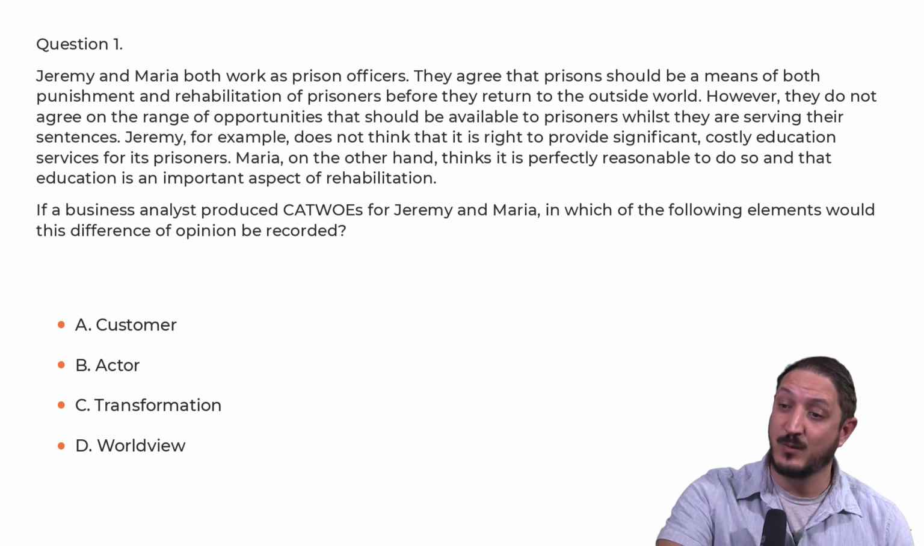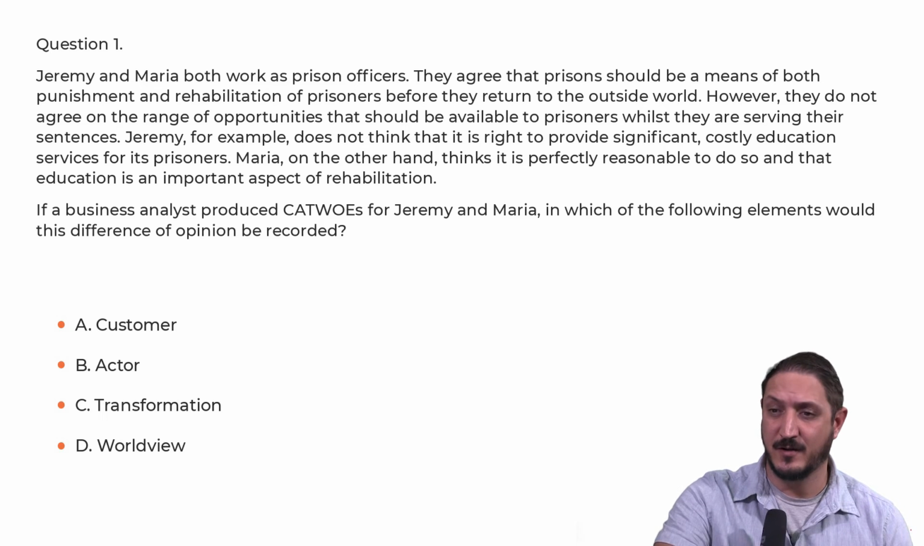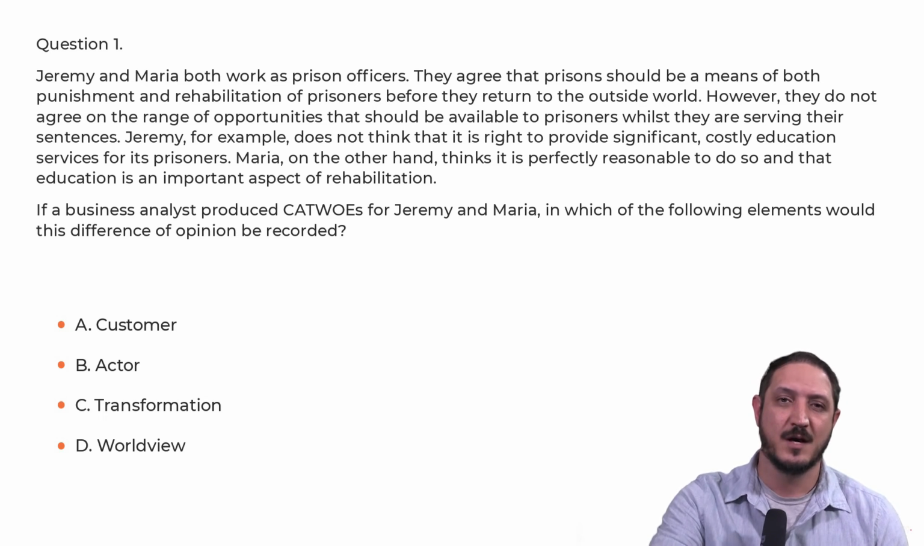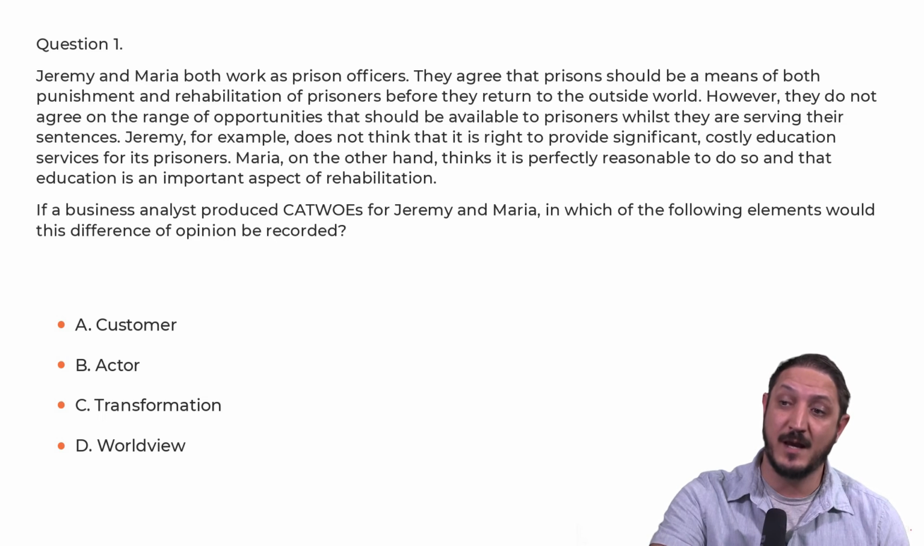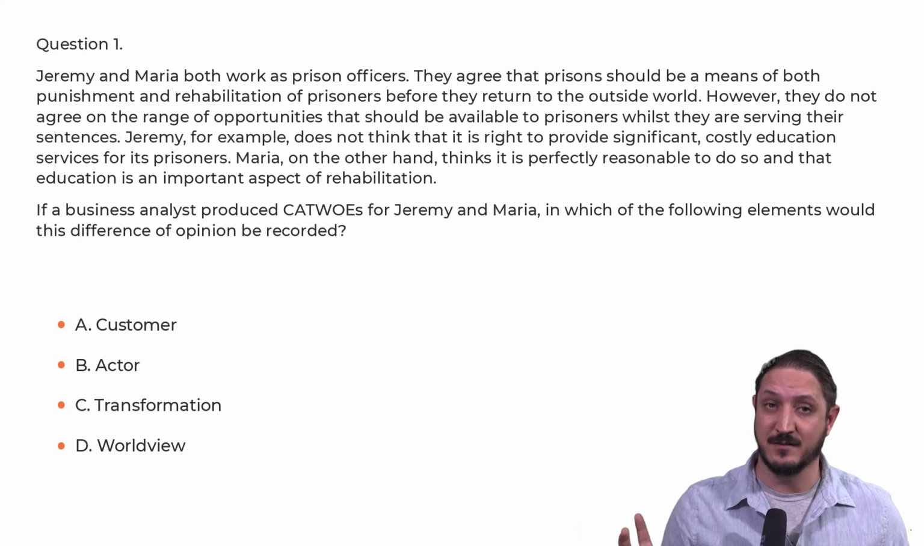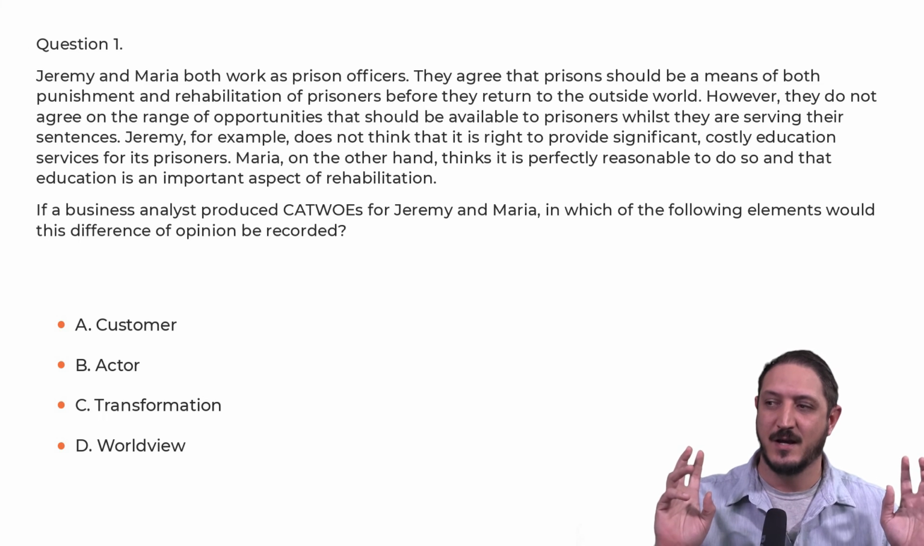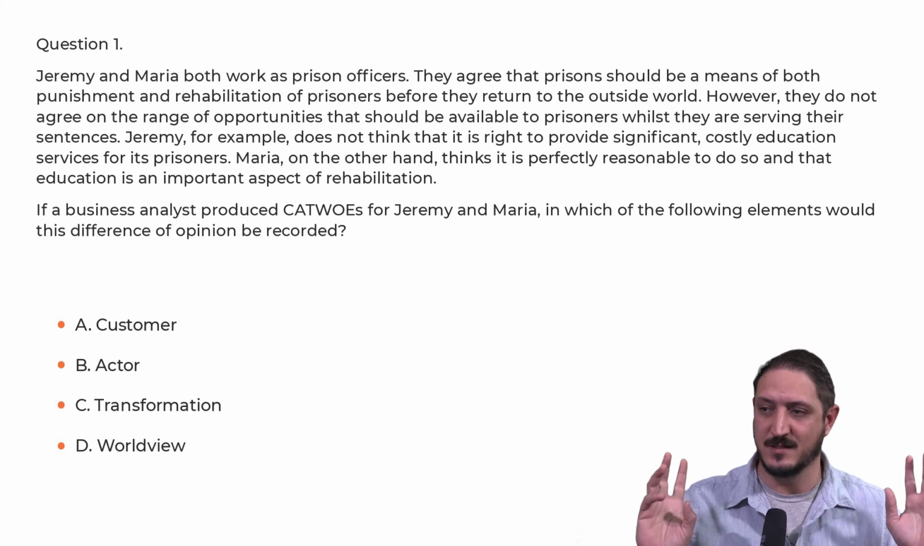The first thing that we've done is we've identified the technique, which is CATWOE. And from CATWOE, we know that we are analyzing different perspectives of stakeholders. So if we look at this scenario here, we see that the two stakeholder perspectives are of Jeremy and Mariah, who are both prison officers. And we can see that they agree that the prisons should be a means of both punishment and rehabilitation of prisoners before they return to the outside world. So this is a perspective that they agree on. They agree that punishment and rehabilitation of prisoners should be what the output is before they return to the outside world.